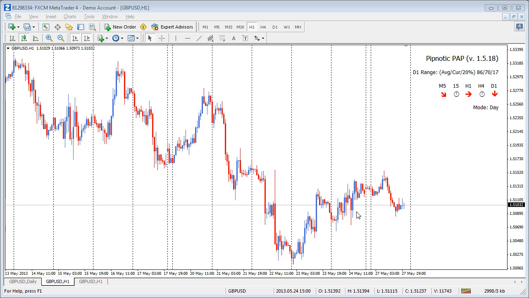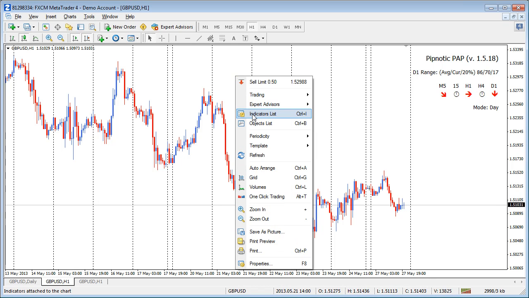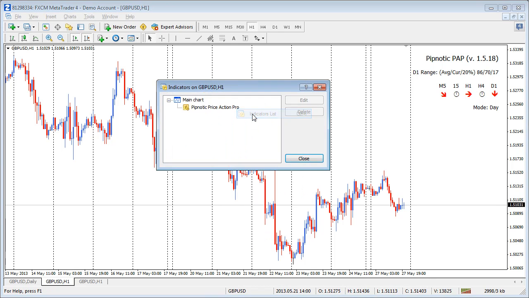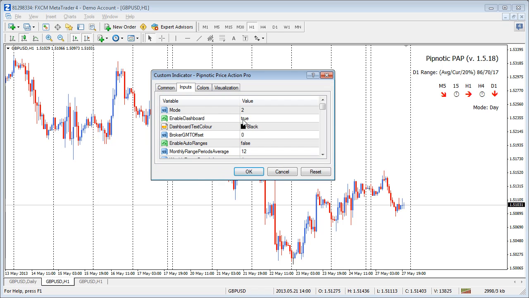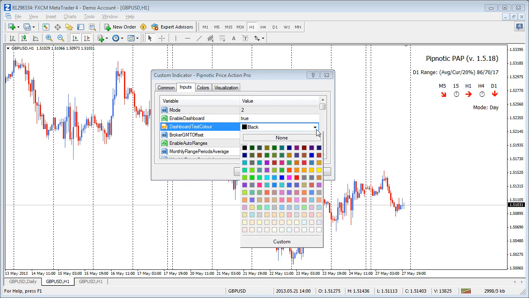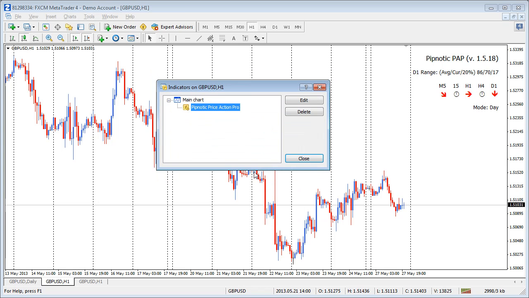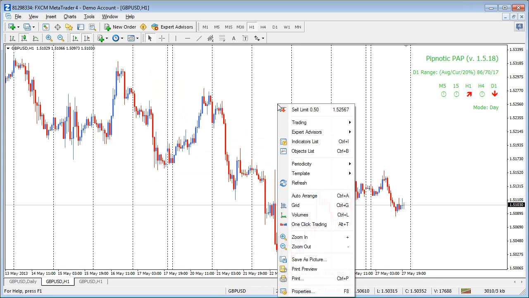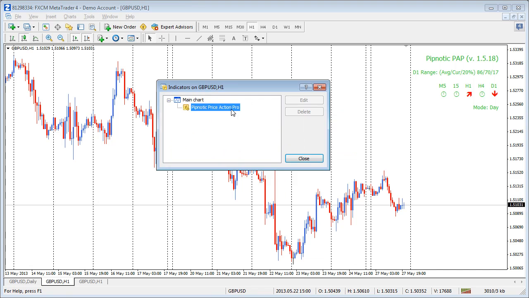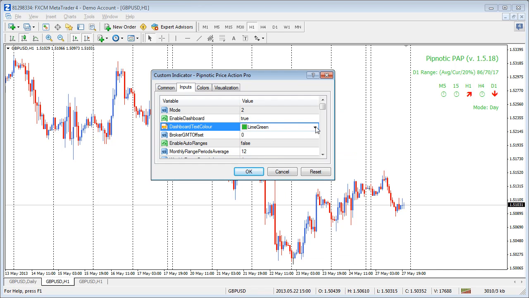Right, if we have a look at the settings that relate to the dashboard, we can see that if you wish to change the color of the dashboard, if you like black backgrounds, for example, you can change them to some other color, as you can see here. This is nice, as a lot of people like dark colored charts, so you can just change that there like that.